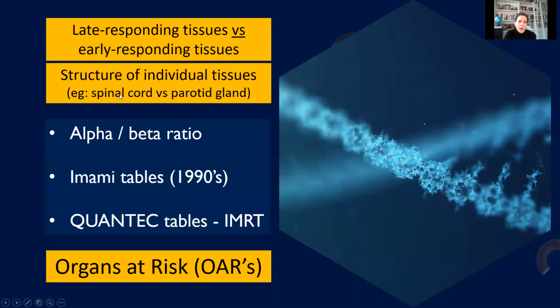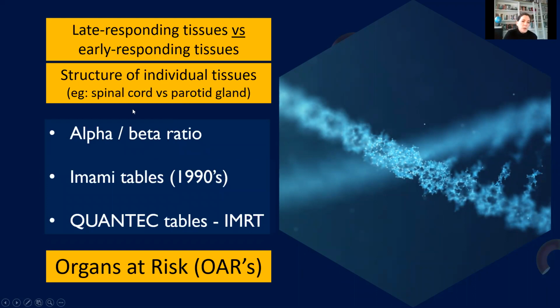Then the structure of the individual tissues is also very important. For example, if you damage the spinal cord, because of the inherent structure of the organ, even if you only damage part of it, you're going to end up having damage that is not recoverable. Whereas with other organs like the parotid gland, you can damage some of it, but part of it will be able to continue functioning. You won't be able to get your spinal cord to function even if you only damage a small part of it, simply due to the way the tissue is constructed.